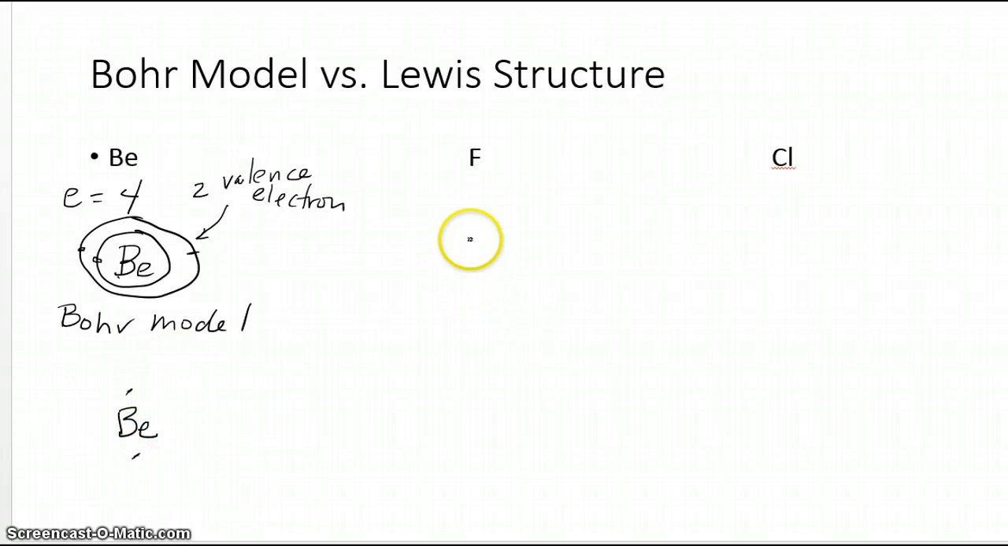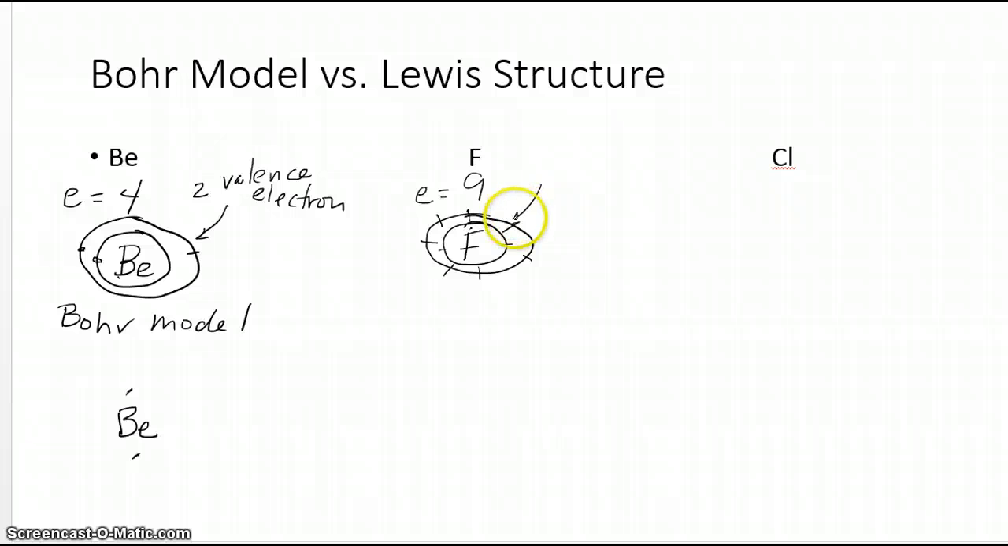Let's try another one, fluorine. Fluorine, if you look at the periodic table, has an atomic number of 9. That means we have 9 electrons. So in terms of the Bohr diagram, I draw 2 electrons in the first shell, and I'm left with 7 in the second shell. I'll just write little tags for that. Okay, so again, I'm going to remind myself I have 7 valence electrons.